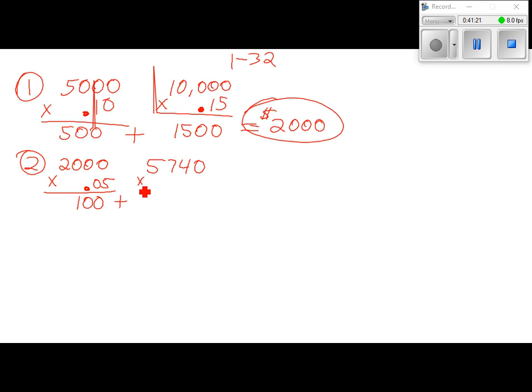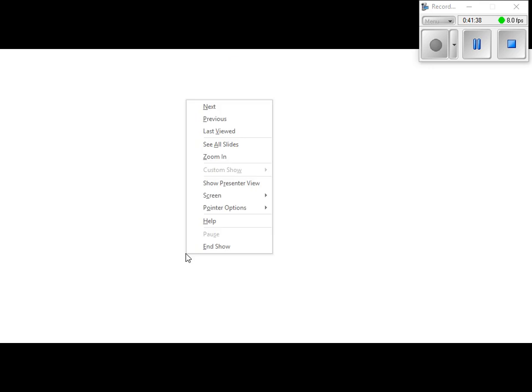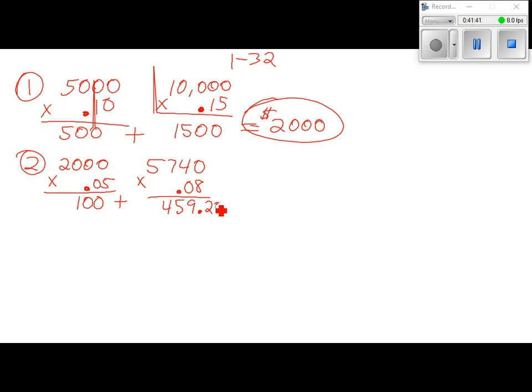What percentage did they make here? 0.08, good. Somebody multiply that for us. Say it again. 4, 5, 9, 2. Now, what are we gonna do with that 0.2? What do I need on the end there? Add a 0, right? And we're gonna add those two together. 100 plus 459.20, what's that give us? 559.20, good. That's our answer.